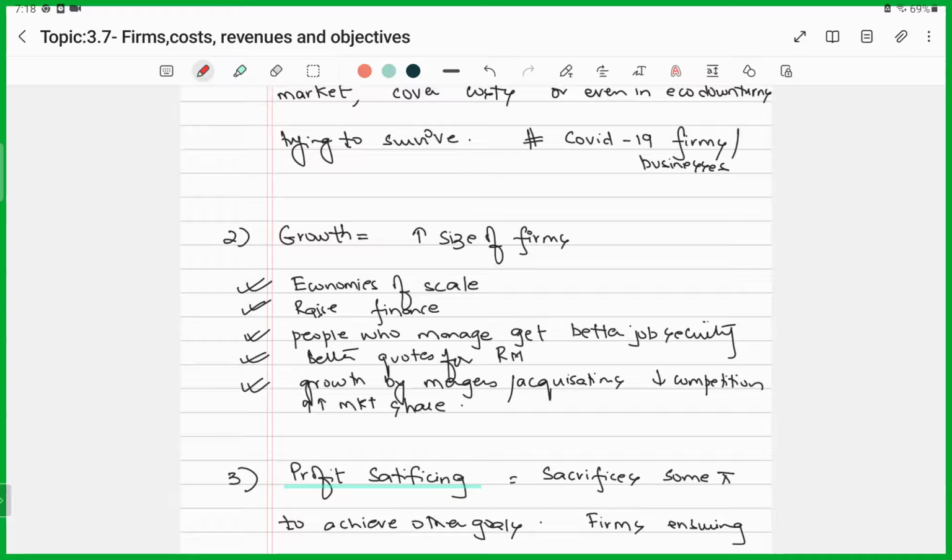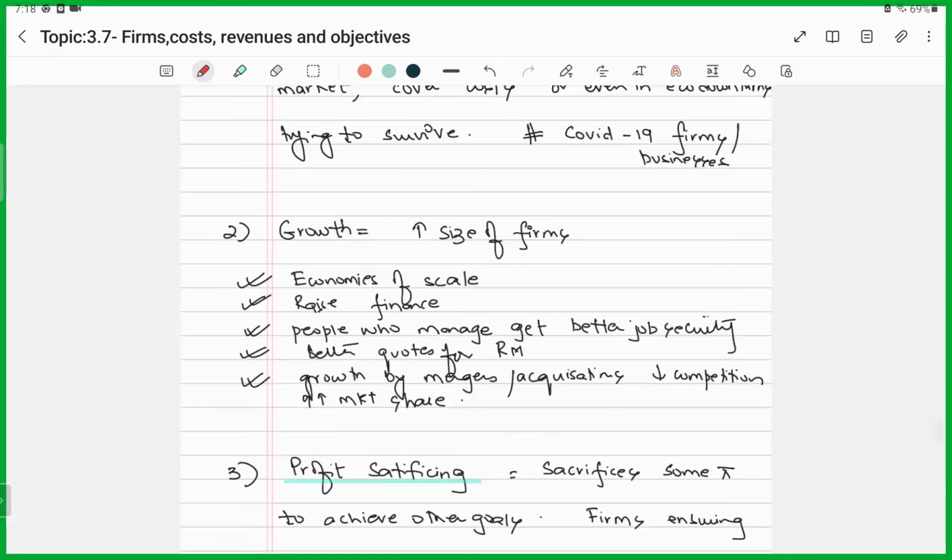They are better placed to negotiate terms. And how can firms achieve this growth? Through mergers and acquisitions. When they do this, they are able to wipe off their competitors because they grow into one big giant, or they are able to dominate the market. So they increase their market share as well.